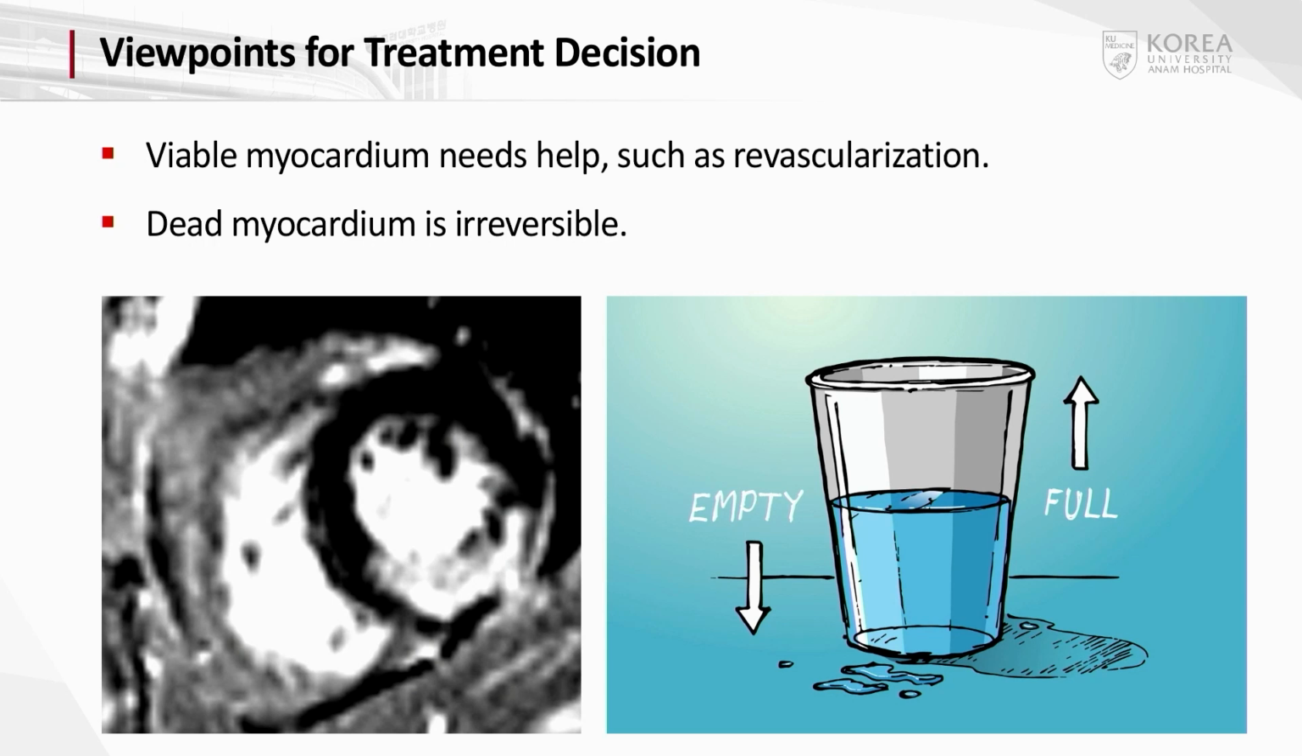So viable myocardium suggests potential benefit from revascularization. In contrast, areas with transmural infarct, definite LGE, indicate irreversible and persistent injury. Therefore, LGE plays a very important role in guiding treatment decisions.